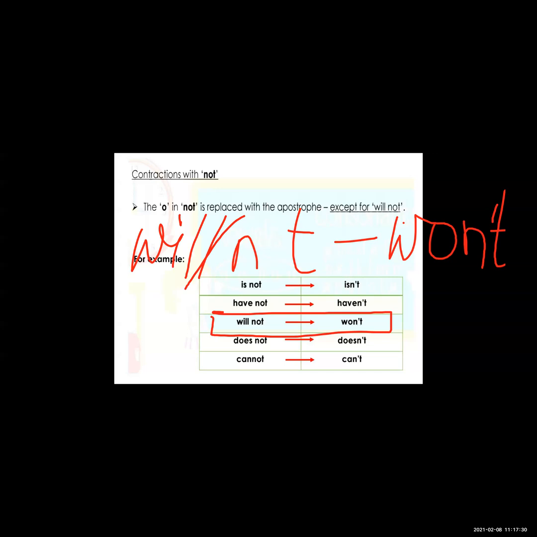Here we will not replace this O. Only I and L we will not write here. Only W we will write here. Then we will write O and then N and then apostrophe and then T. Okay, so this is the difference. So how is the pronunciation? Won't. Yes, will not, won't.